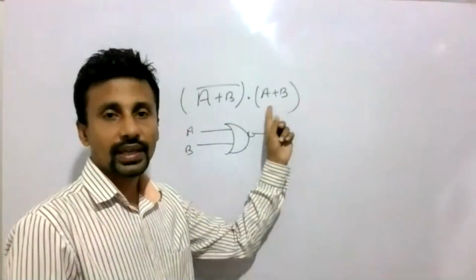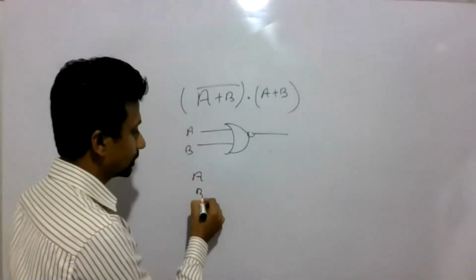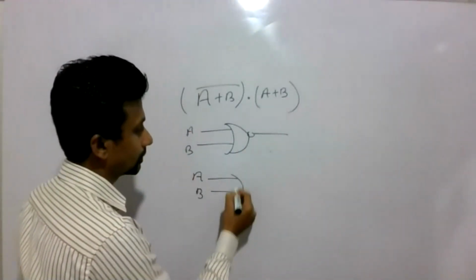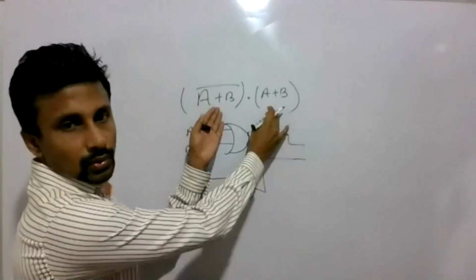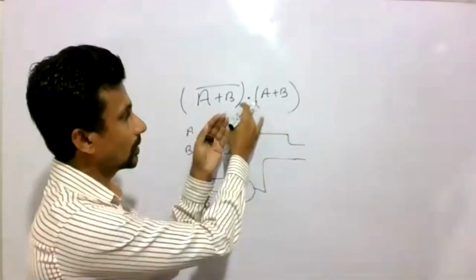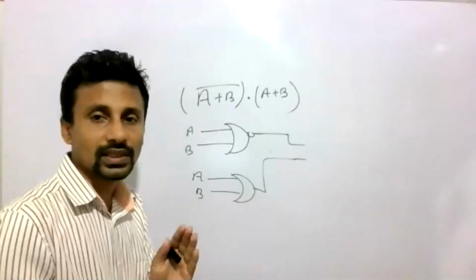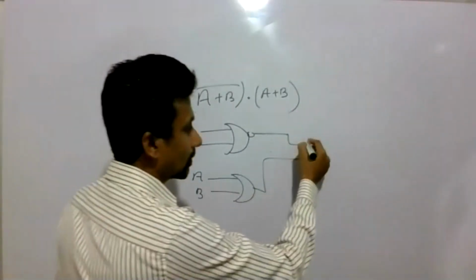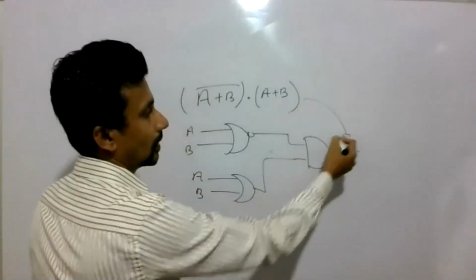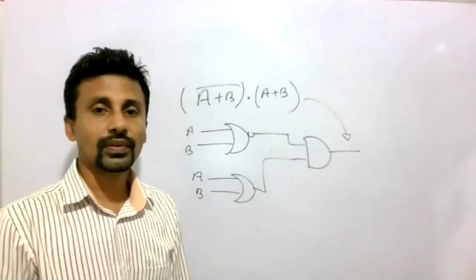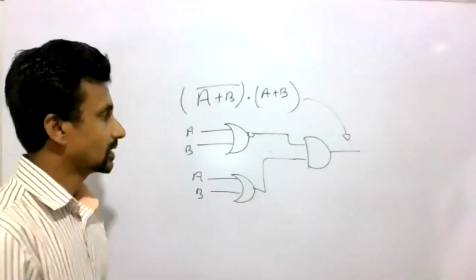Then A plus B again. So A plus B means OR gate. So I am drawing that one also. Those two expressions are connected with the dot. Now you know dot represents the AND gate. So I am drawing the AND. So this is your final output, right? So I think we can understand that.